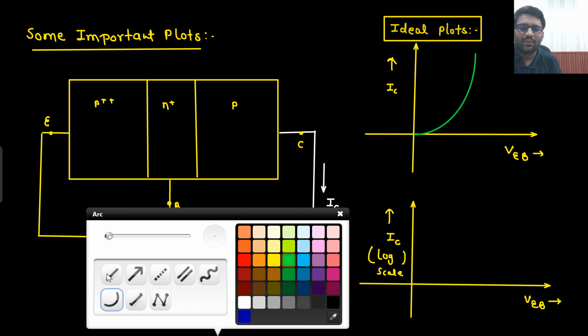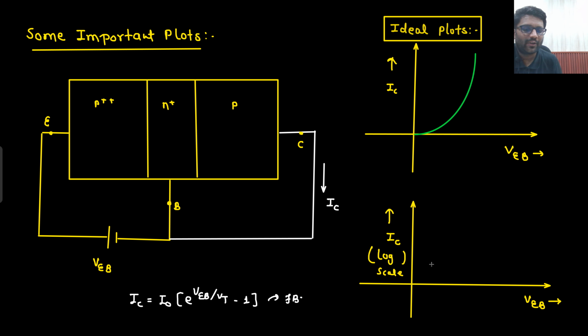And if I draw it on a log scale, then what kind of plot will I get? This kind of plot I will get. But this is your ideal plot. Do you remember the relation between this IC and VEB? Yes, sir. IC was I naught e to the power VB by VT minus 1. This relation I already know, sir. If I draw it on the normal scale, then this is the graph I will get. If I draw it on the log scale, then sir, this exponential would become linear. So this linear graph I will get on the log scale. But what is this? This is your ideal plot.